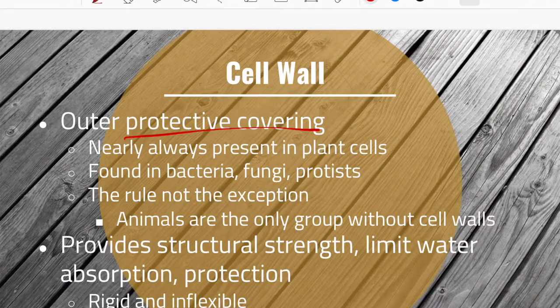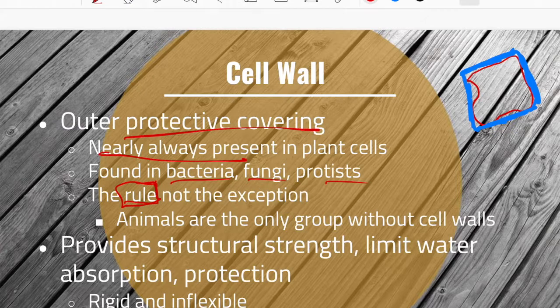The cell wall is an outer protective covering in plant cells. All plant cells have a cell membrane. So we still have a cell membrane in our plant cell, but the cell wall is a really thick outer layer around that cell. And in plant cells, it's made of cellulose. It's nearly always present in plant cells. You can find them in bacteria, fungi, and protists as well. The cell wall is the rule, not the exception.